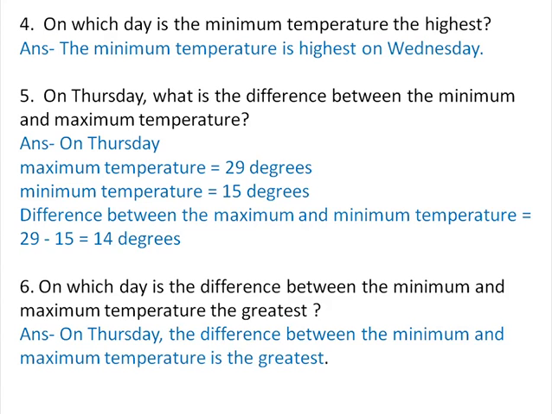Hence, we will write on Thursday the difference between the minimum and maximum temperature is the greatest. In this way, by answering these questions, children, you can easily read any type of joint bar graph. You have to just go through the information given on the x-axis as well as on the y-axis. Also, you have to see the scale and you can easily read the joint bar graph.